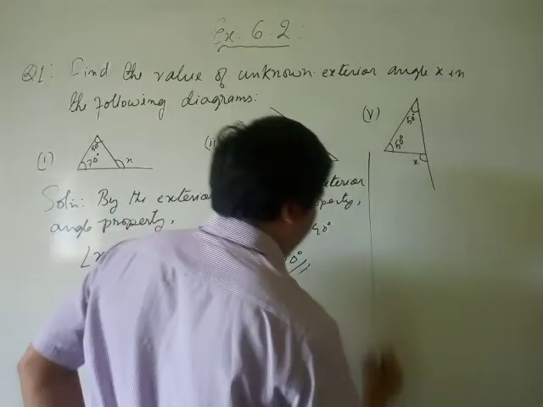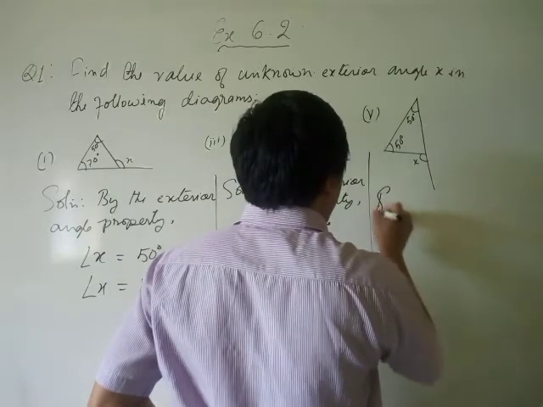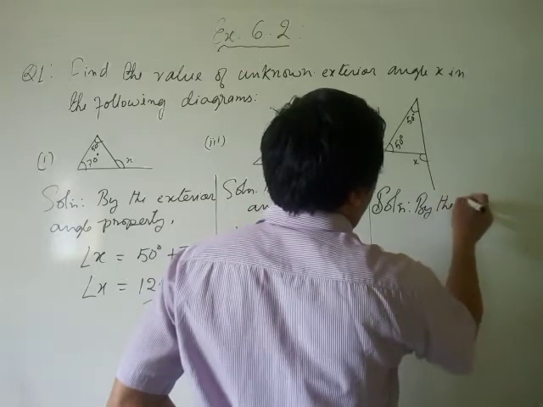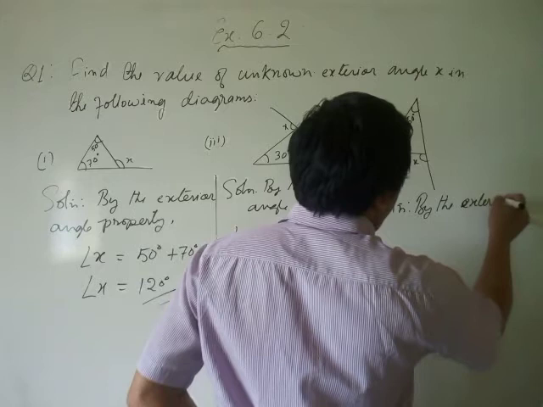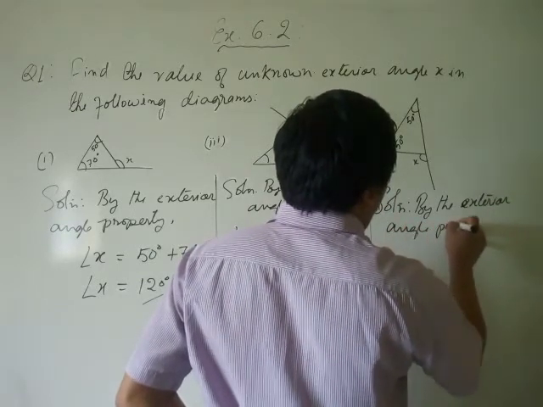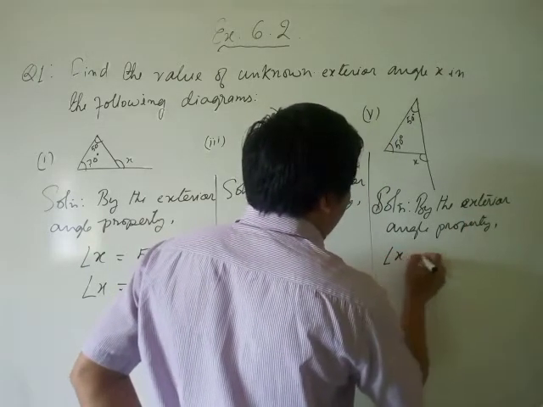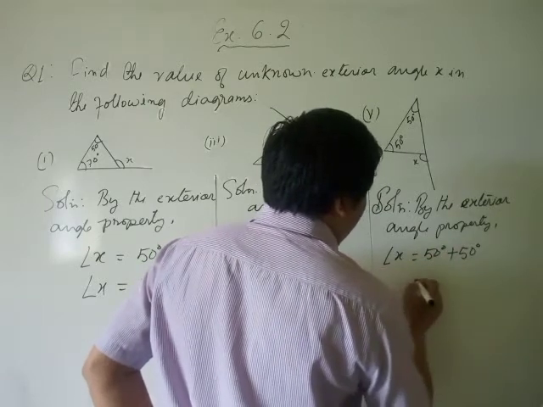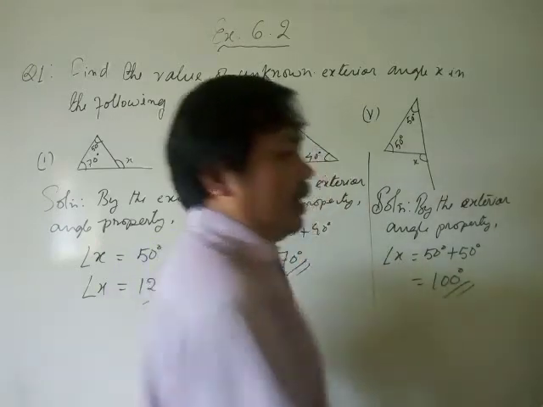Same way, solution by the exterior angle property, angle x is equal to 50 plus 50 degrees, that means 100. We got here x is equal to 100. So like this you can find the answers.